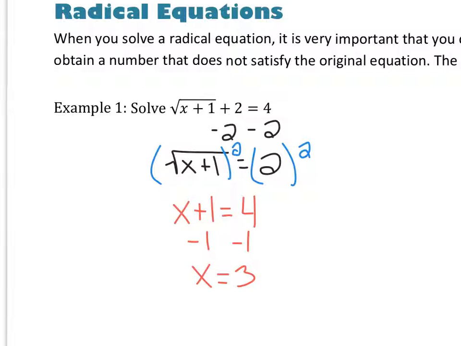Now, does 3 work? So let's plug 3 in to where the radical is. What is 3 plus 1? It's 4. So we'd be taking the square root of a positive number. So that means that 3 works. It didn't give us a negative.